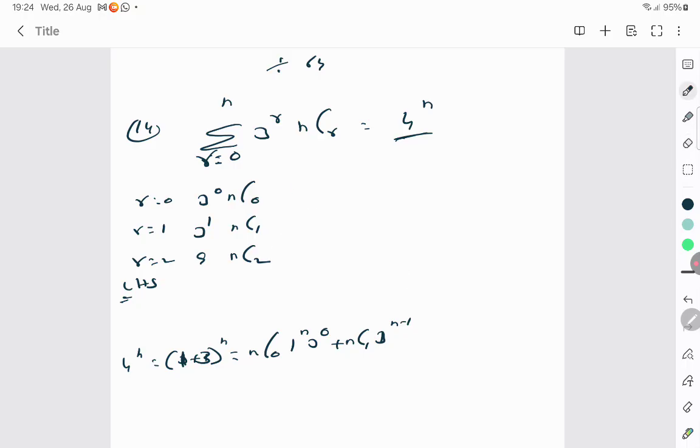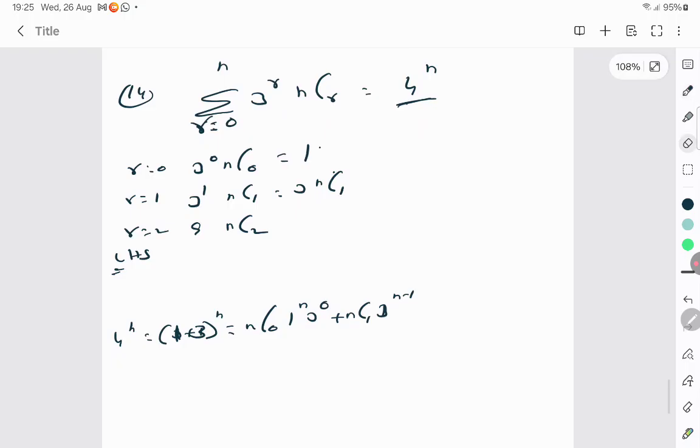So let's solve this further. Okay, 3 to the power 0 is 1. nc0 is also 1. 3 nc1. nc1 is n into n minus 1 by 2, or you can keep it as nc1. And this is nc2, 9 into nc2. Correct.